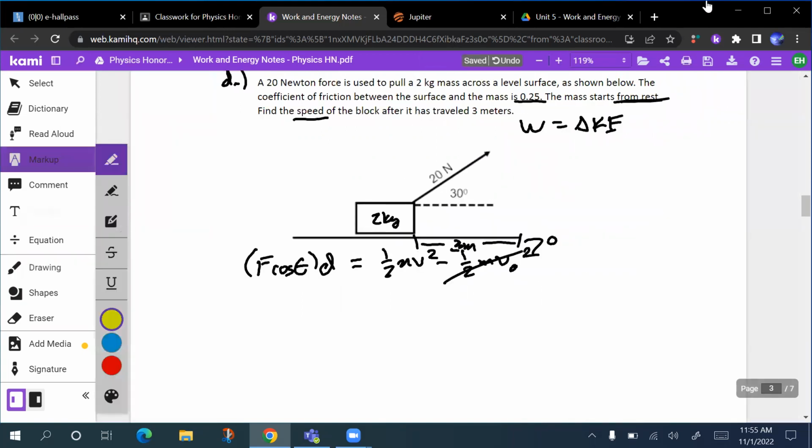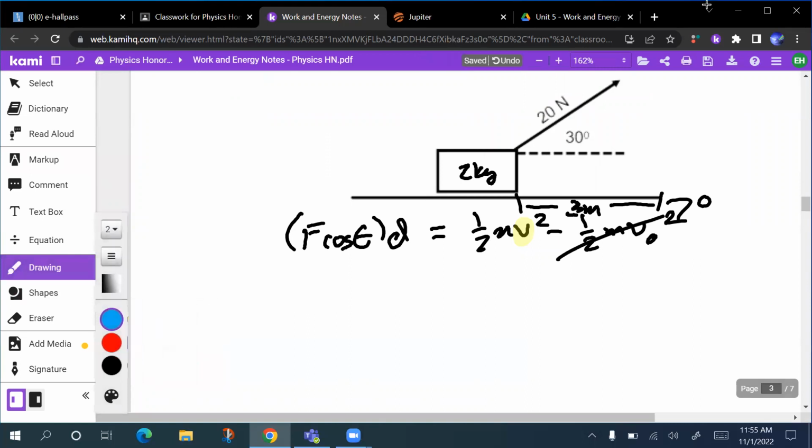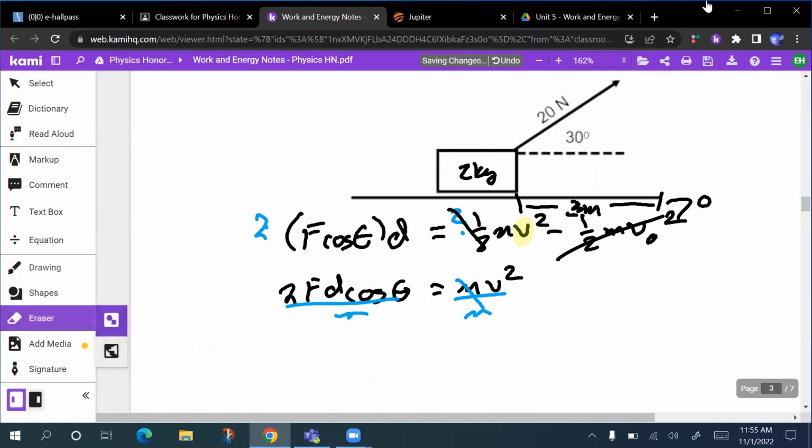So in this one, we are, again, solving for speed. So think about what your steps are going to be. You're going to have to multiply by 2. Let's rewrite this, and we get 2 force distance cosine theta. Notice I'm rearranging the equation there just to make it simpler to plug in. Cancels there, equals mv squared. Next step is what? Divide by the mass. Last step, square root.